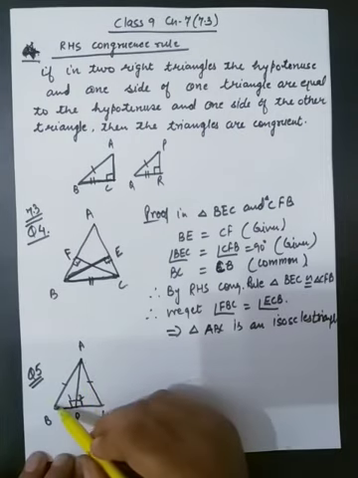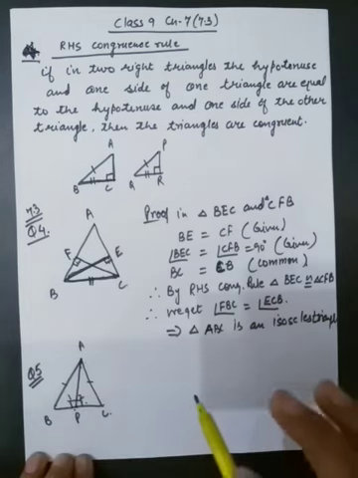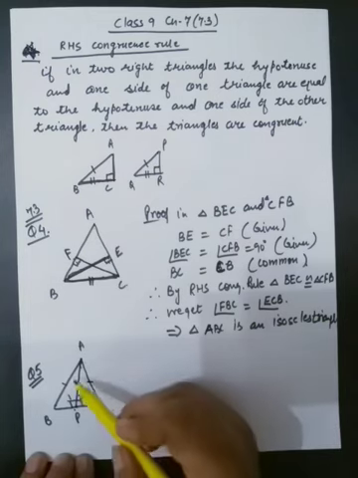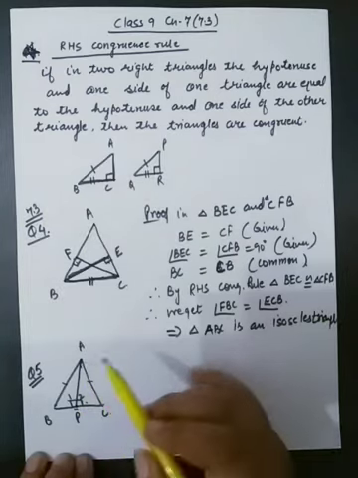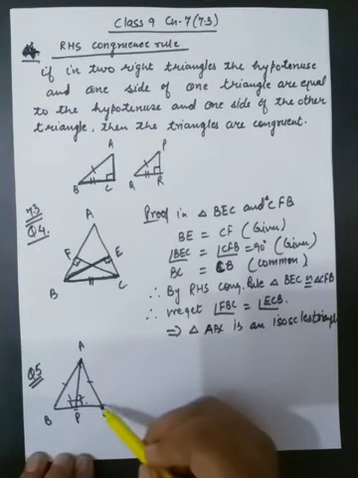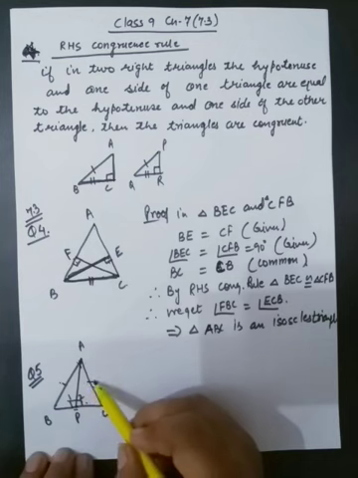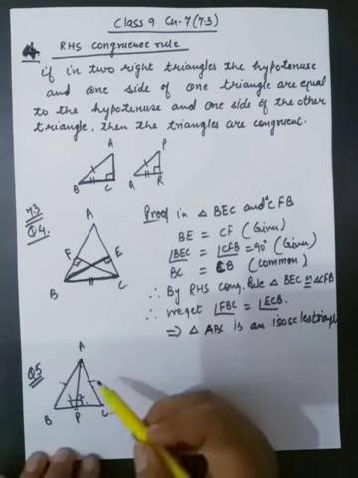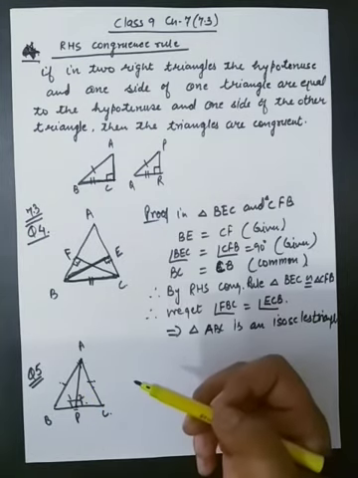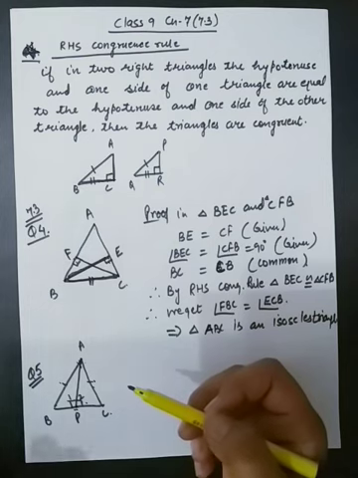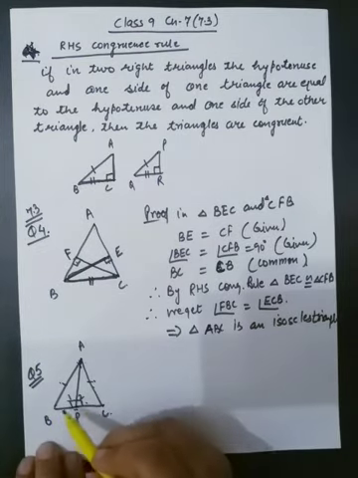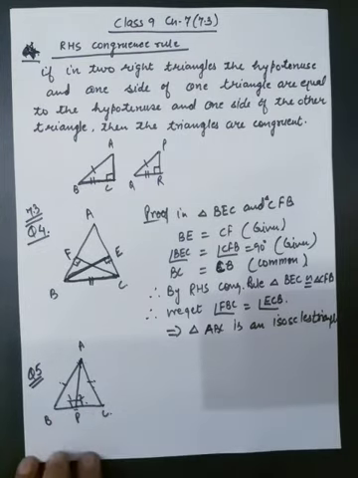In triangle ABP and ACP, angle 1 is equal to angle 2, each 90, it is given. AP is equal to AP common and AB is equal to AC given, and AB and AC are the hypotenuse of the right angle triangles. So by RHS rule these two triangles are congruent and we get angle B is equal to angle C by CPCT.